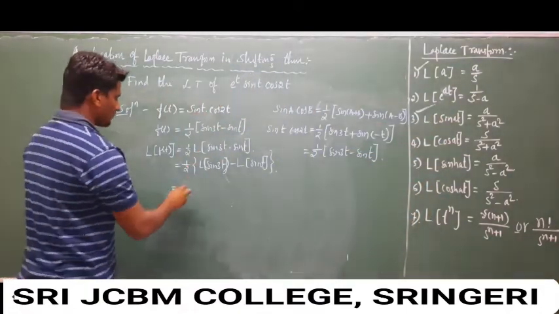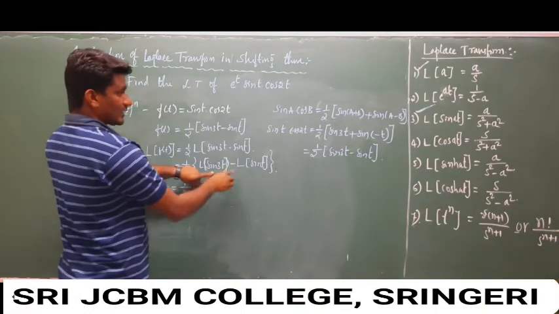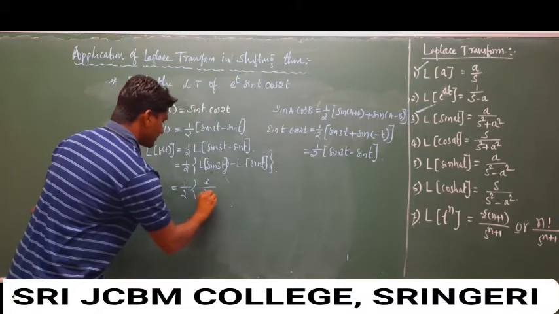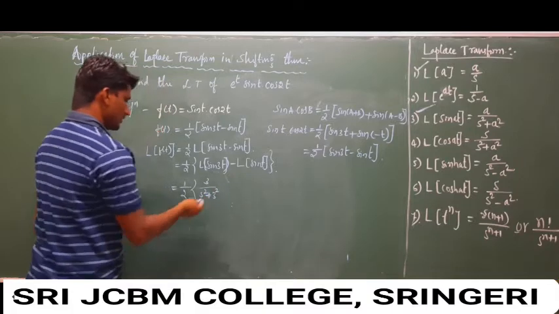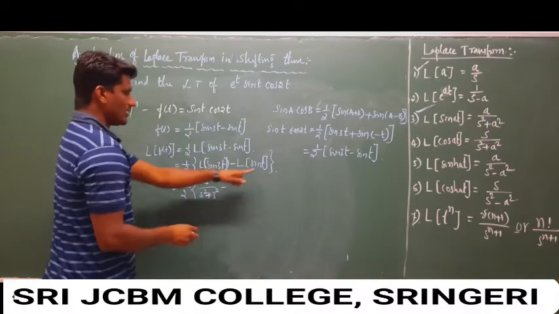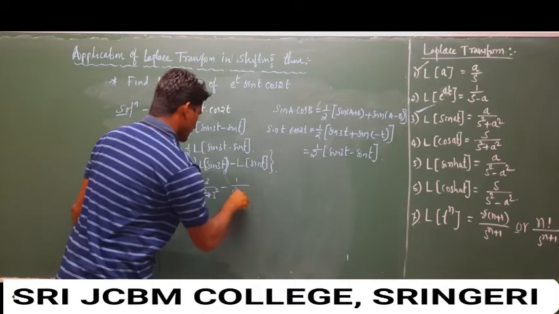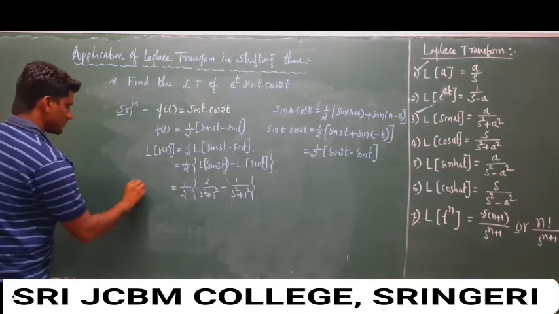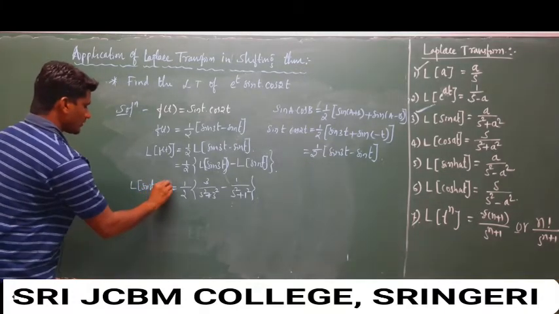So for sin 3t, a value is 3, and 1 over 2 is a constant: 3 over s square plus 3 square, and minus, for sin t, a value is 1, so 1 over s square plus 1 square. So this is our Laplace transform of f of t, that is sin t cos of 2t.